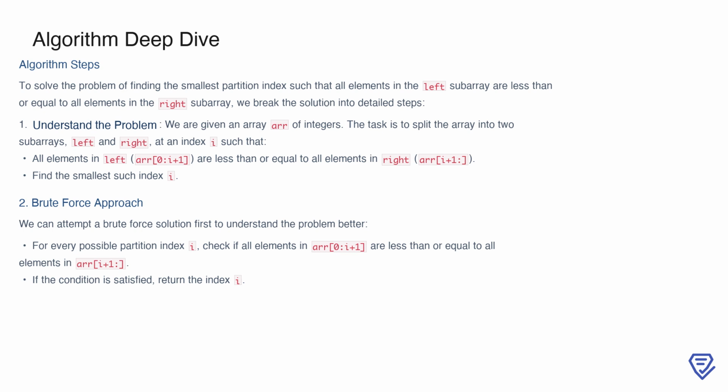A simple strategy to start with is a brute force approach. Here, we can try every possible partition index I and check whether the condition holds. Specifically, for each partition, we verify if the maximum value in the left subarray is less than or equal to the minimum value in the right subarray. If this is true for a given I, we return it as the answer. While this method is intuitive, it involves significant computation, as we need to calculate the maximum and minimum values for each potential partition, which can be quite slow for large arrays.